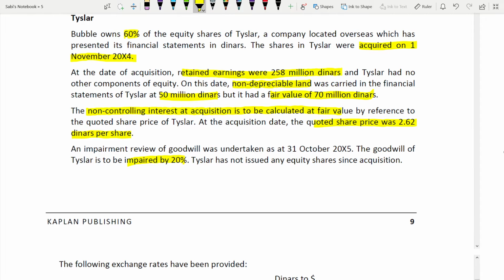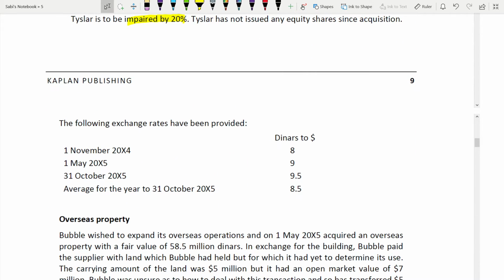Now the following exchange rates have been provided. On 1st of November 2004, the date of acquisition, it was 8. Then 1st of May 2005 was 9, 31st October 2005 was 9.5, and there is also an average rate. Because we know that for the statement of profit and loss, or the comprehensive income, we need the average rate.